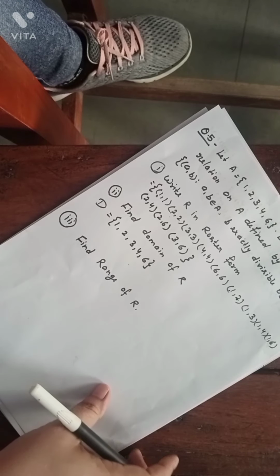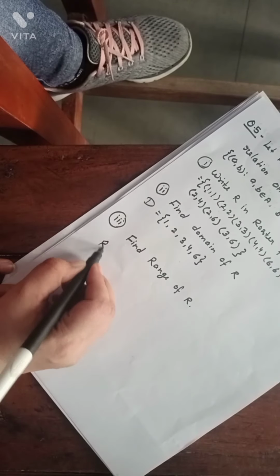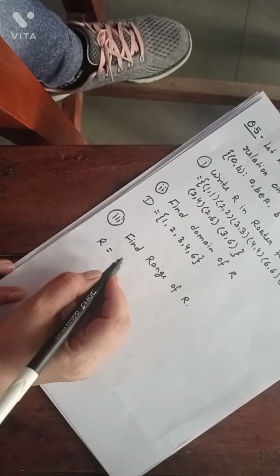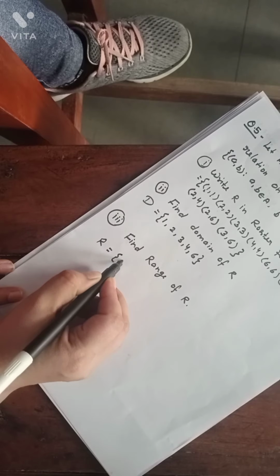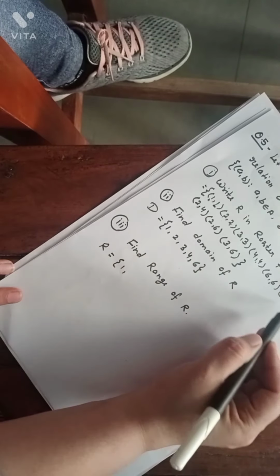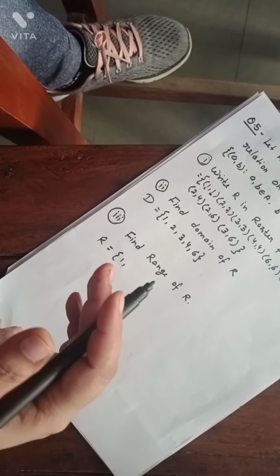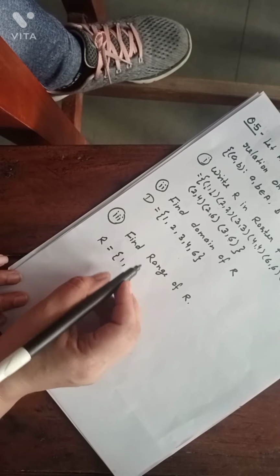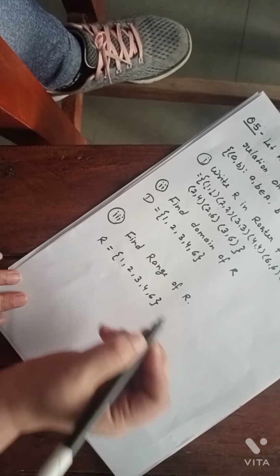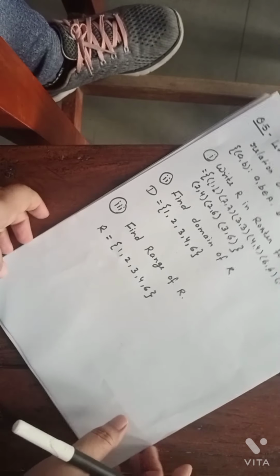Okay, now the third part is to find the range of R. What is range? Range is the set of all second elements of the relation. Okay, so the range: all second elements 1, 2, 3, 4, 6, then 2, 3, 4, 6, 4, 6, 3. Here we do not repeat any digits, so we use 1, 2, 3, 4 and 6 only. Okay, so here domain and range are equal for this question only.